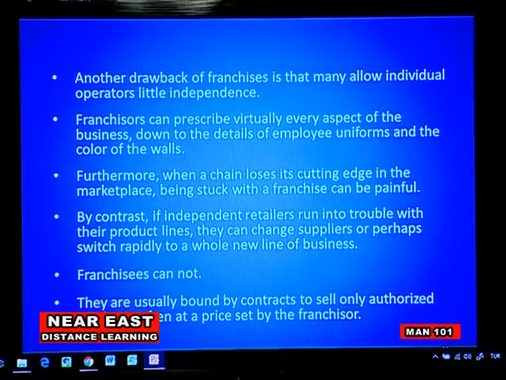Furthermore, when a chain loses its cutting edge in the marketplace, being stuck with a franchise can be painful. By contrast, if independent retailers run into trouble with their product lines, they can change suppliers or perhaps switch rapidly to a whole new line of business. Franchisees cannot do this. They are usually bound by contracts to sell only authorized products, often at a price set by the franchisor.